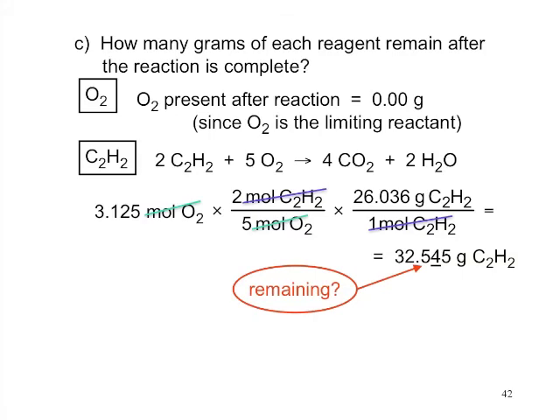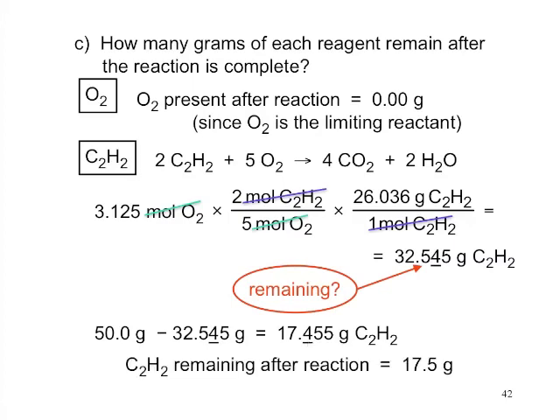To get the amount of acetylene that remains, we need to take the amount that we started with, which was 50 grams, subtract the amount of acetylene that was consumed in the reaction, and then what you're left with is the excess. That's what's remaining. Keeping track of our significant figures, right? The uncertainty is in the tenths place, we would round to 14.5 grams. Sorry, 17.5 grams.